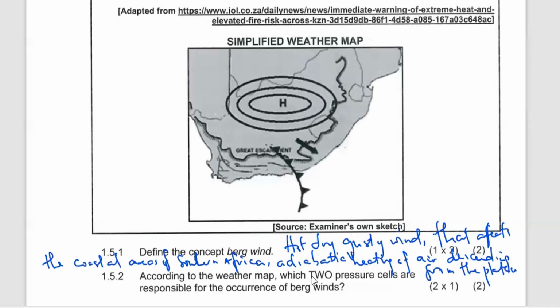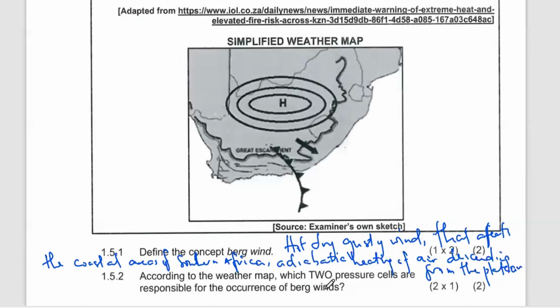I think we would have addressed the basics of the Berg winds. What nature of wind is it? It is a dry, hot, gust wind. Where does it affect? It affects the coastal areas, Southern Africa. And how does it result? It results from adiabatic heating of descending air, which comes from the plateau because of the dominance of the Kalahari high pressure cell and the existence of the coastal low around the coastal regions.